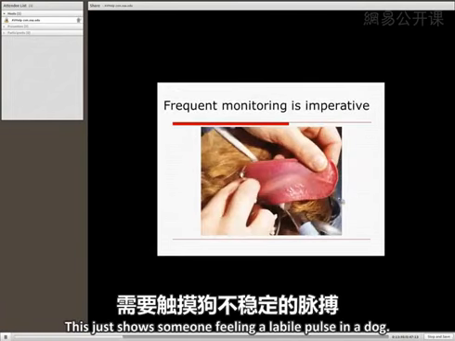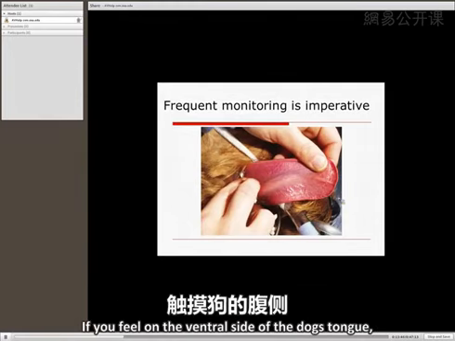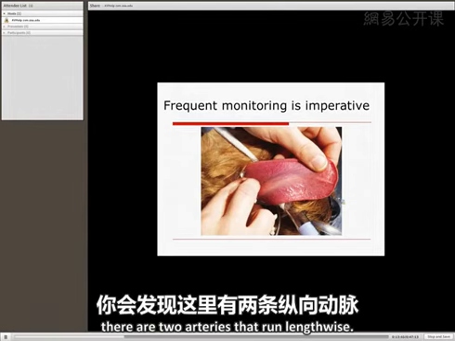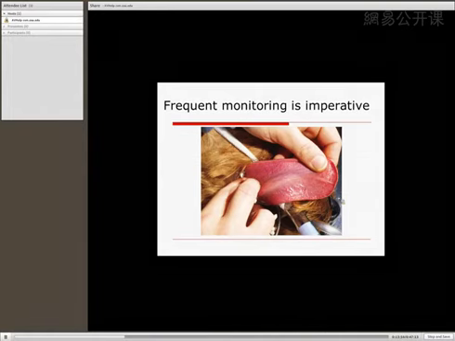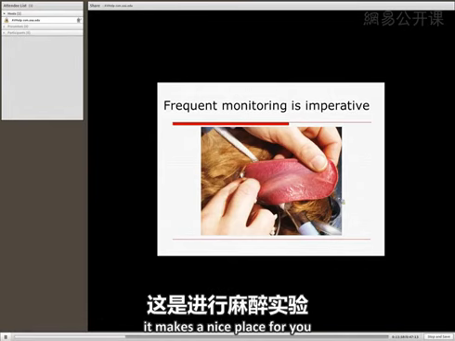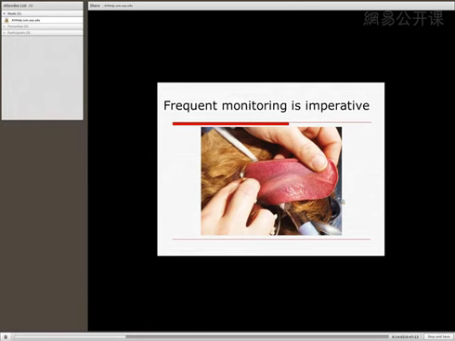This just shows someone feeling a lingual pulse in a dog. If you feel on the ventral side of the dog's tongue, there are two arteries that run lengthwise. Since most anesthesiologists are near the head of the animal, it makes a nice place to feel a pulse as one of your anesthetic monitors.